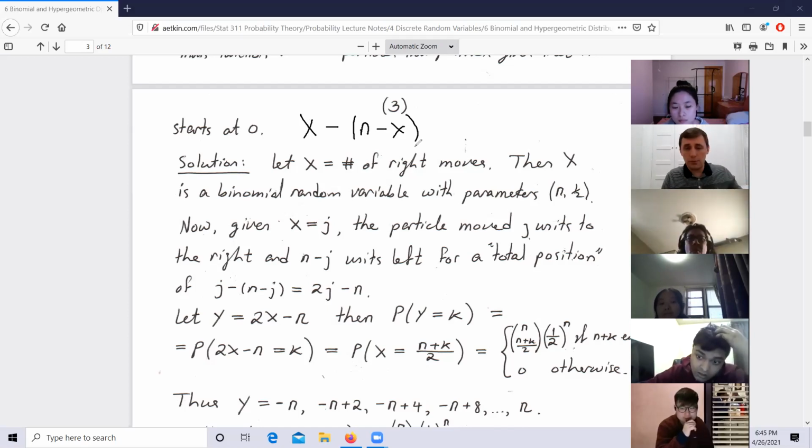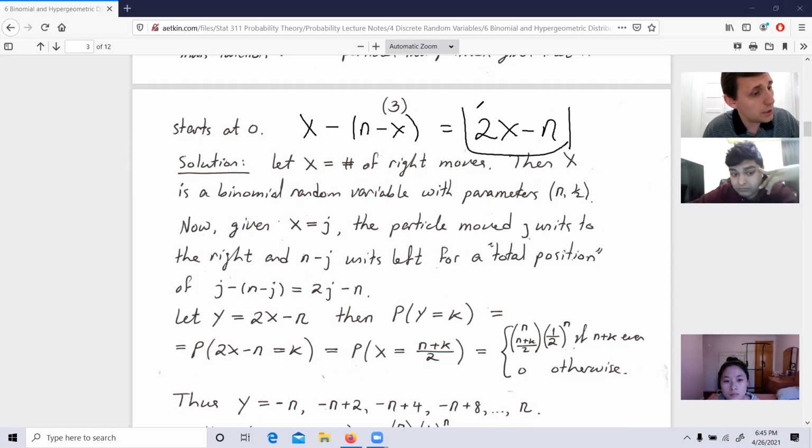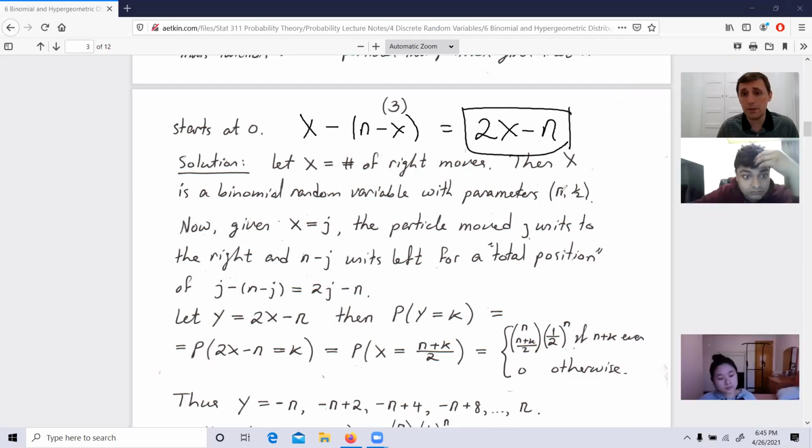Right, if I move left, I move back, right? So for example, at 0, it doesn't matter in which order I execute it. So what is this? This is simply 2X minus n. That's my random variable, where X is binomially distributed, right? The number of right moves, I can consider it a success if I move to the right. So X is a binomial random variable, so you can write the binomial with parameters n and 1/2. N is the number of trials, 1/2 is the probability of success.